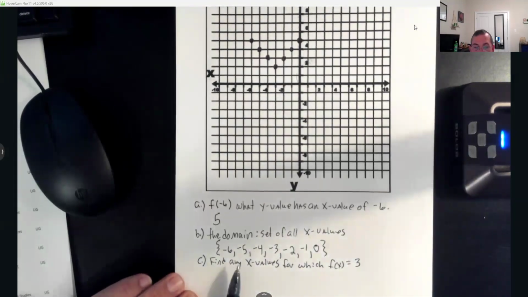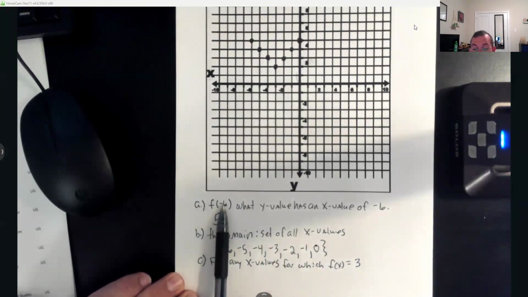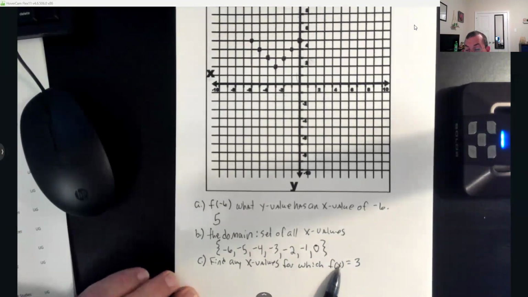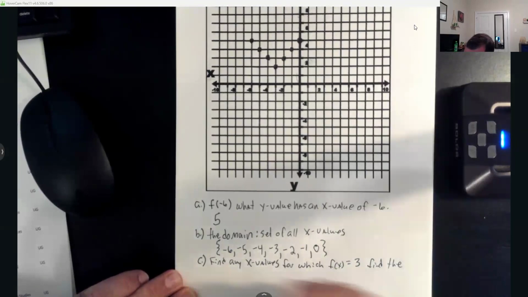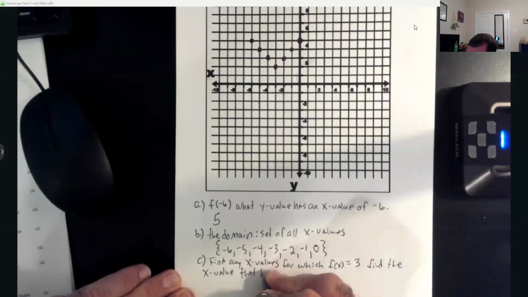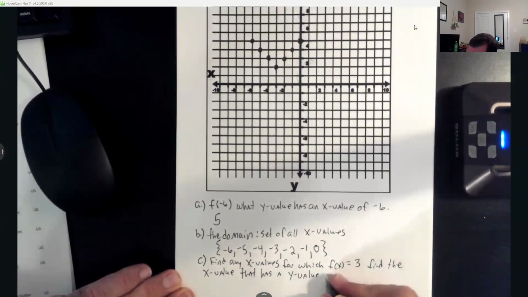So this part C is basically the opposite of A. On A, they gave me the function with the x value, and they wanted me to find what the y value was. Here, we don't know the x, but they're telling us they want us to find the x that has a y value of 3. Okay, so for this one, we're going to find the x value that has a y value of 3.